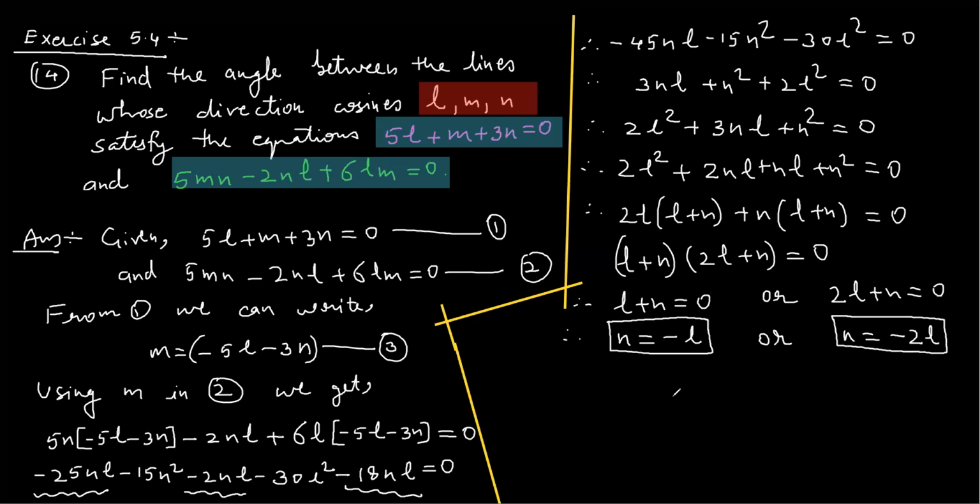If you remember, students, I had categorically told you that this LMN for two lines will be two different values. So see here, for one line, what is happening? Now, for one line, this LMN are such that N is the negative of L. For one line, N is negative of L, whereas for the second line, N is negative of 2L.